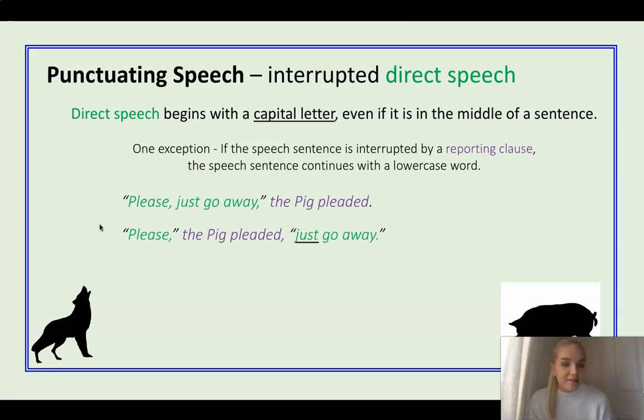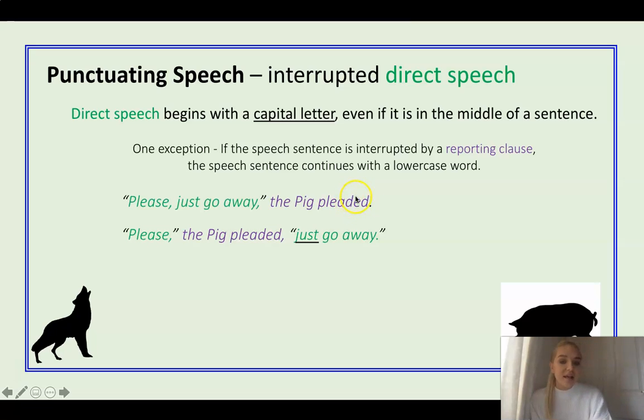However, there's one exception where we don't always use a capital letter, and this is where it gets a little bit tricky. We know that direct speech always begins with a capital letter, even if it's in the middle of our whole sentence of what we're saying. However, if the speech sentence is interrupted by a reported clause, the speech sentence continues with a lowercase word. This might sound quite confusing, so let me show you an example. Please, just go away, the pig pleaded.